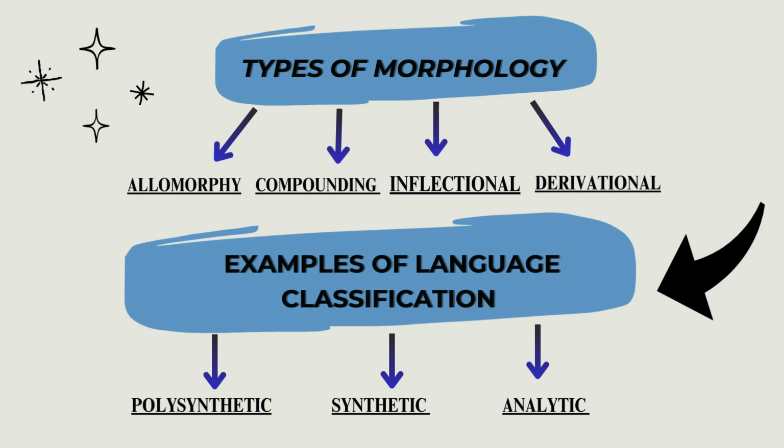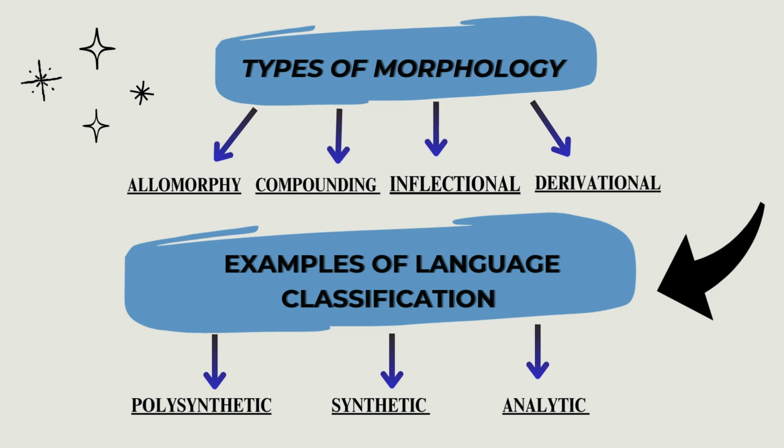The plural morpheme has three forms: S, Z, and ES. Number 2. Compounding. This involves combining two or more independent words to create a new word with a specific meaning, like in English language, toothbrush, like in German, handshoe.